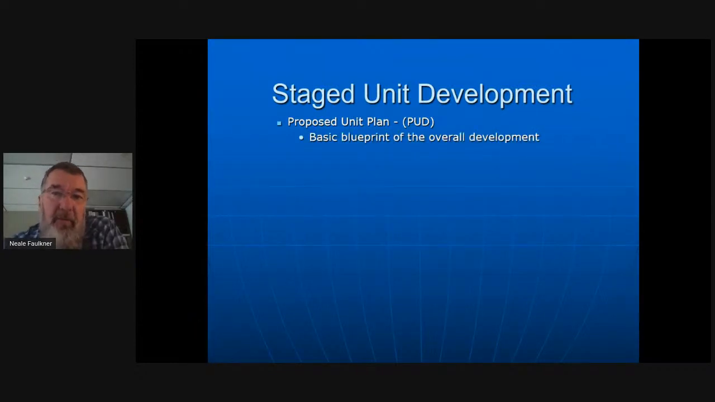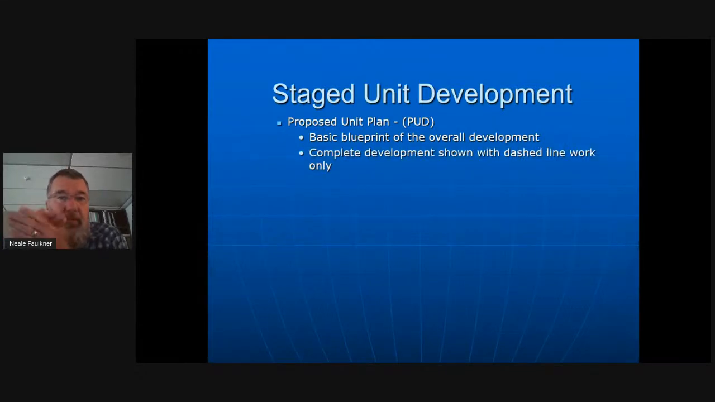So you show those units in dashed line work only. Keep it really simple. Don't do any definition of boundaries on this plan. Leave it as flexible as you can. You have to show the outline of all of the units, how basically your complete unit plan will look at the end of the day. So be as general as you can and don't get into boundary definition on these PUD plans.